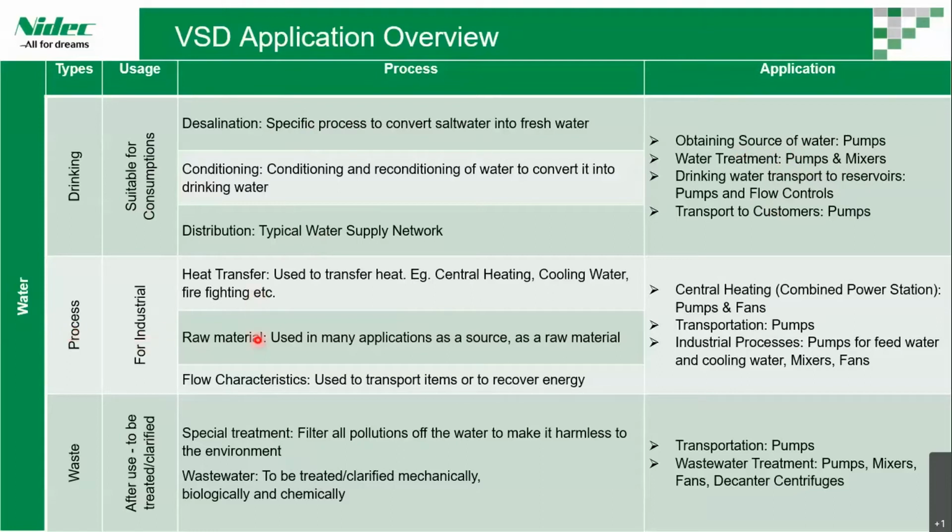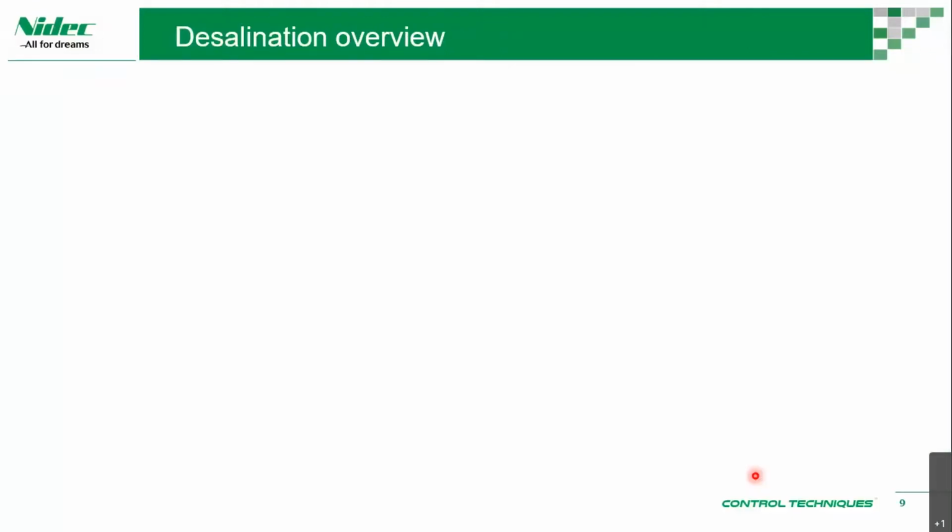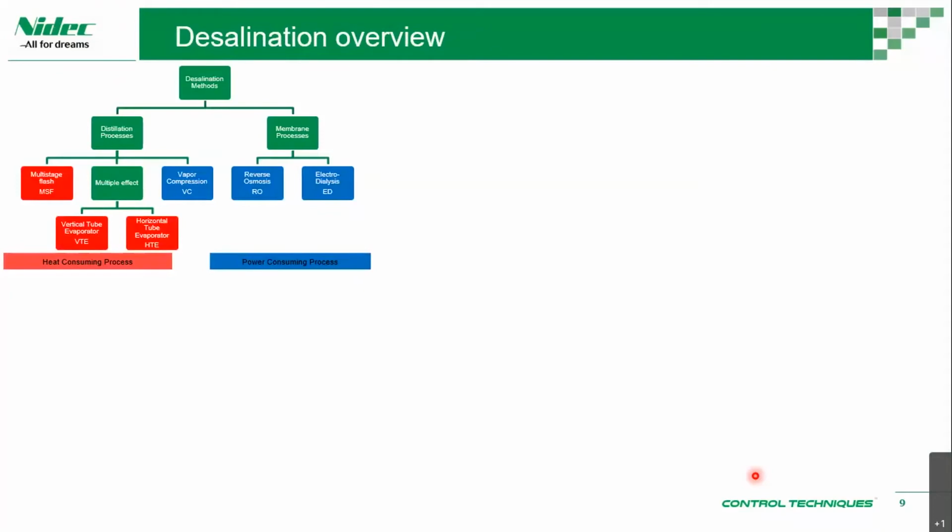Coming to the process, like industrial, water is used for heat transfer, and acts as a raw material, and is used to recover some energy and transport certain items in the process industry. There also it's pumps and fans and some other applications. Coming to wastewater, we have treatment, done mechanically, biologically and chemically, with applications like pumps, centrifuges and fans.